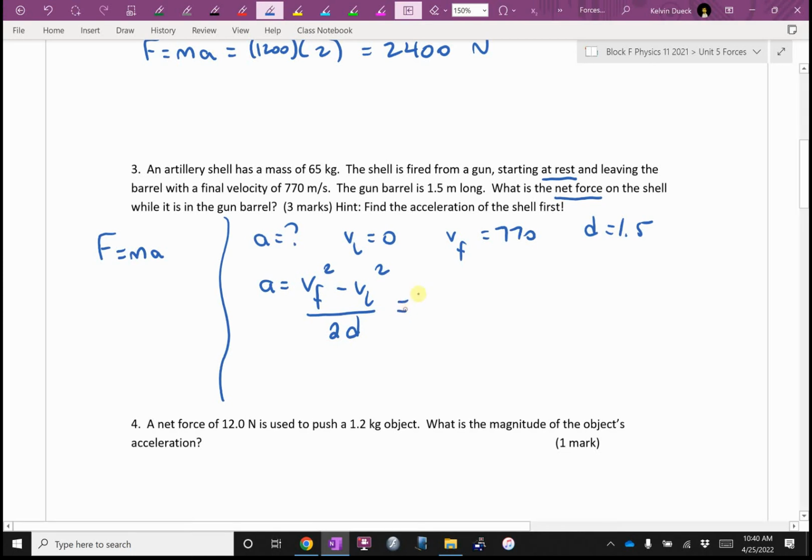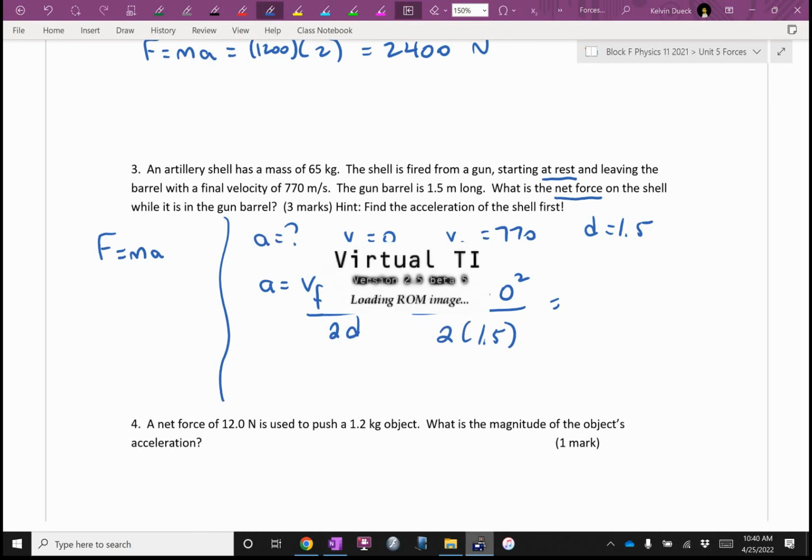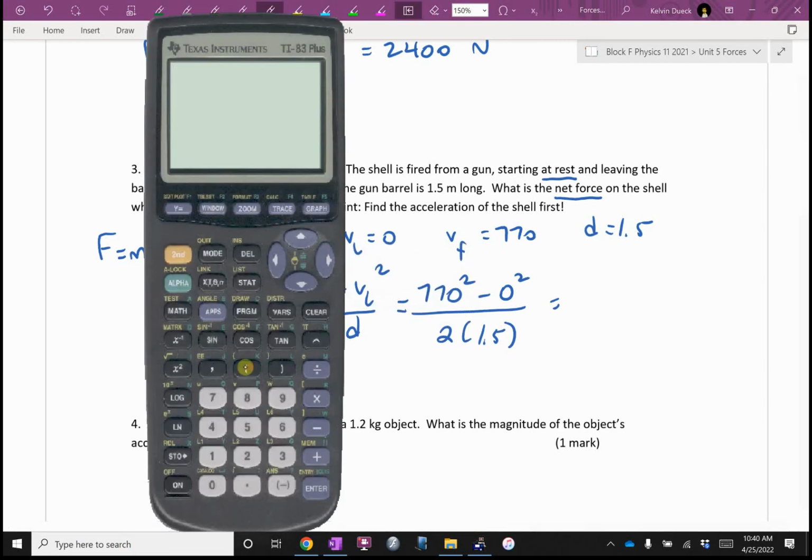It's going to be 770 squared minus 0 squared all over 2 times 1.5. Bracket 770 squared. Will minus 0 squared make a difference here at all? I skipped that. Divided by 2 times 1.5. And I got a little nervous at first. That's a huge acceleration. But then I looked at the actual numbers.